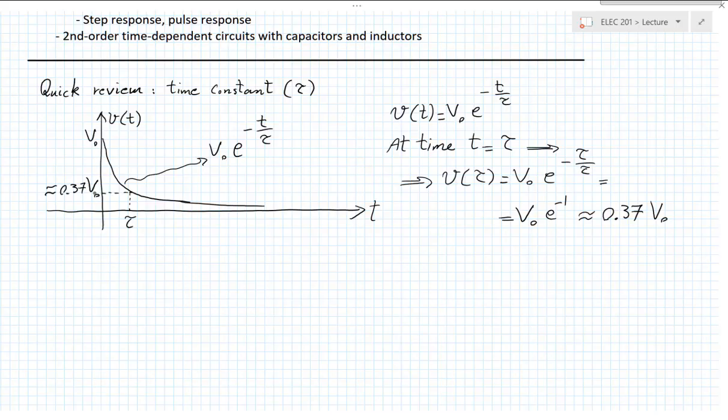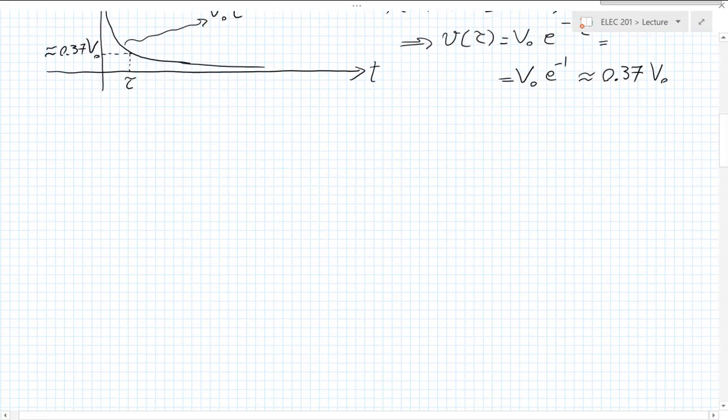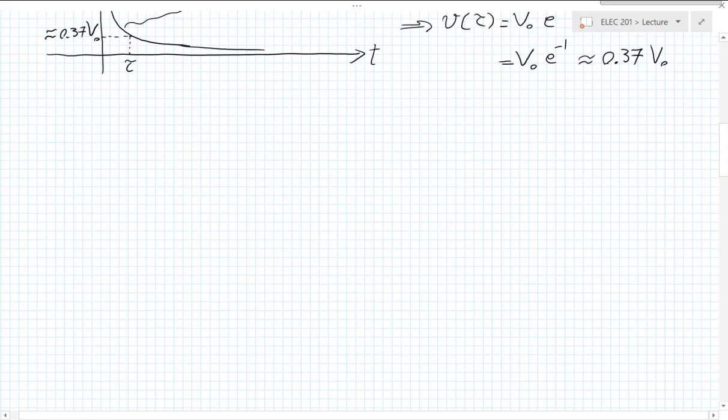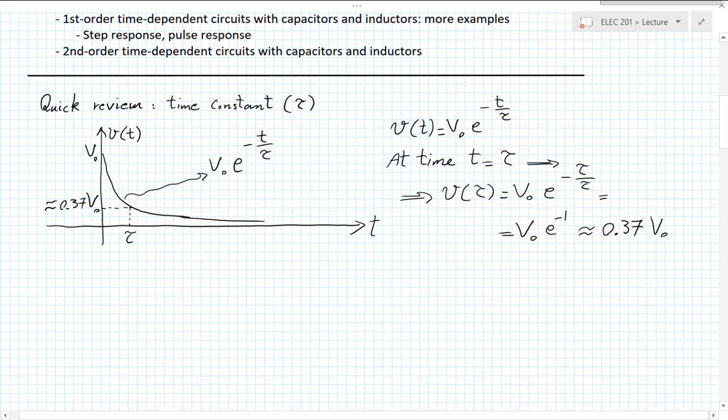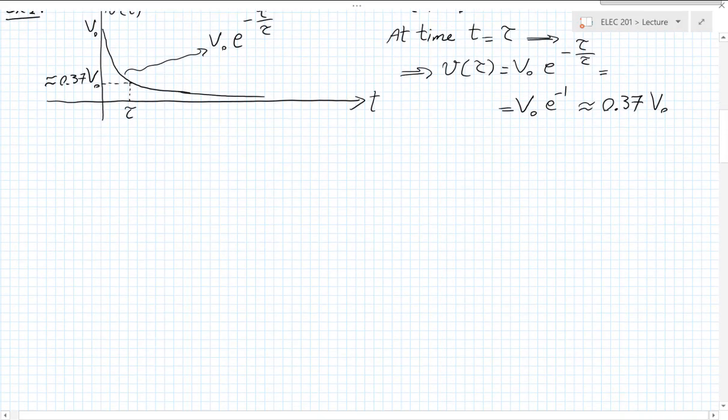Now let's take another example. By the way, if it has decayed to 37% of its initial value, it means the amount of decay has been 63% of the total, right? It has lost 63% of its initial value. Here's another example, because it's something that sometimes people make a mistake over. So let's call this example 1. Here's another one.